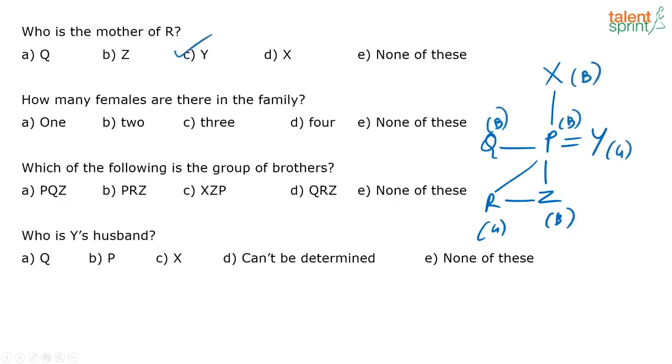How many females are there in the family? 1, 2. 2 females are there in the family. Which of the following is the group of brothers? Z, Q and P. That is P, Q and Z are the group of brothers. Who is Y's husband? Y's husband has to be P. That is option B. So these are the answers for the questions that follow for this question. Yes?